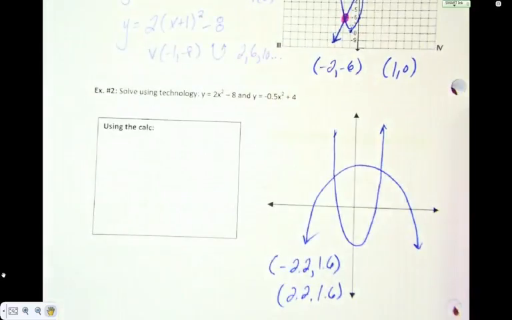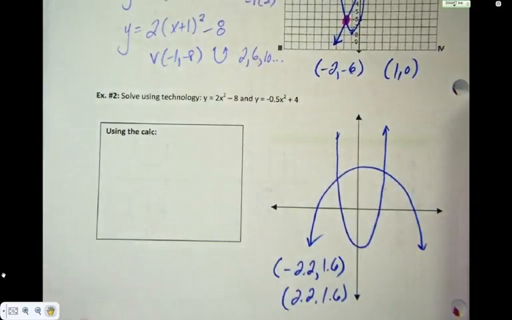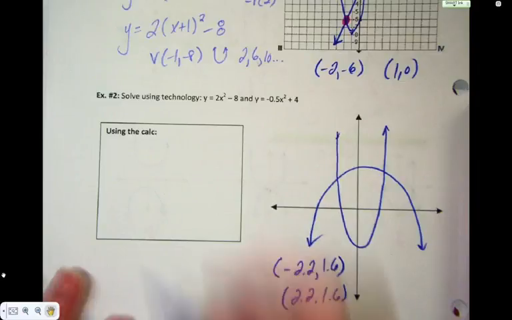So let's put in the box, what did we do? What was the very, very first thing that we did? Y equals.